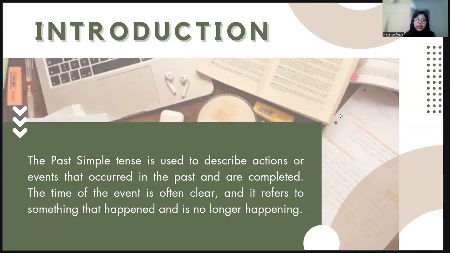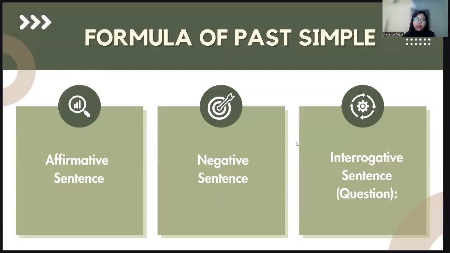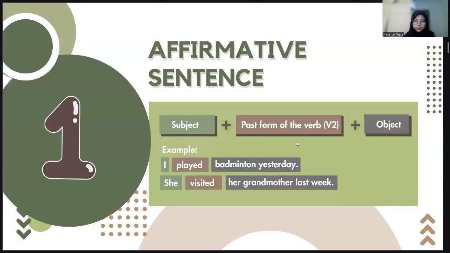For the introduction, the past simple tense is used to describe action or event that occurred in the past and are completed. The time of the event is often clear, and it refers to something that happened and is no longer. For the formula of past simple itself, I will explain about affirmative sentence, negative sentence, and interrogative sentence or question.